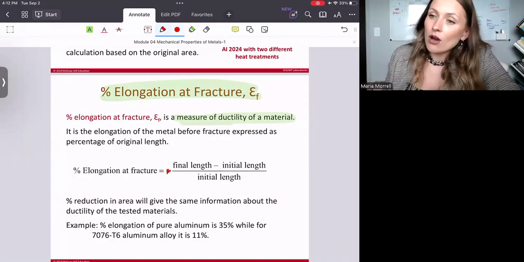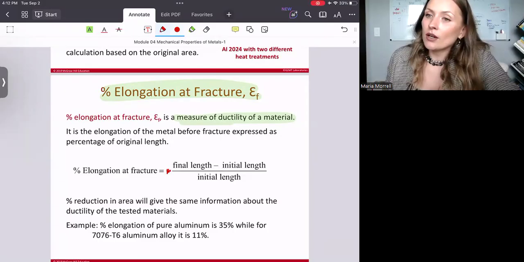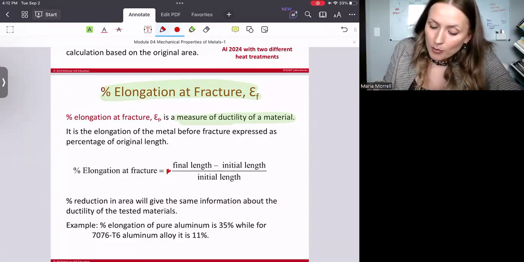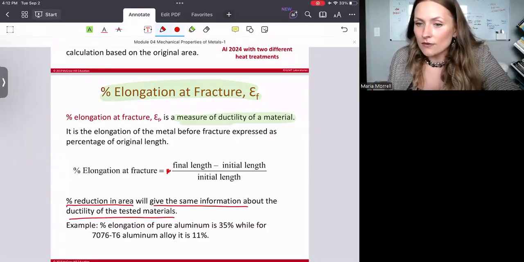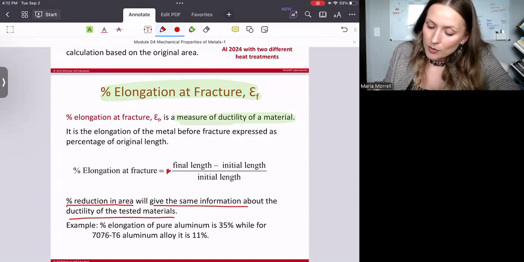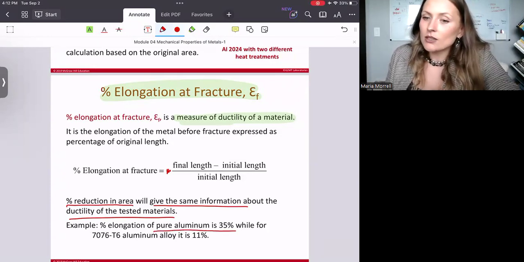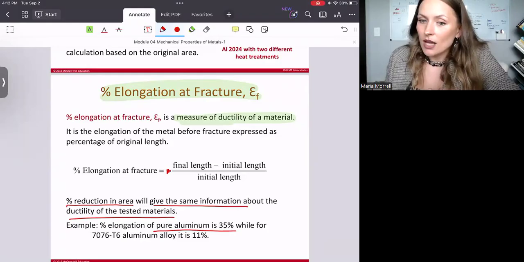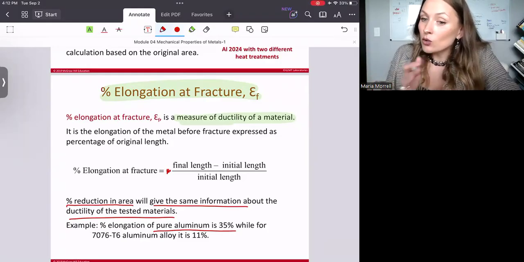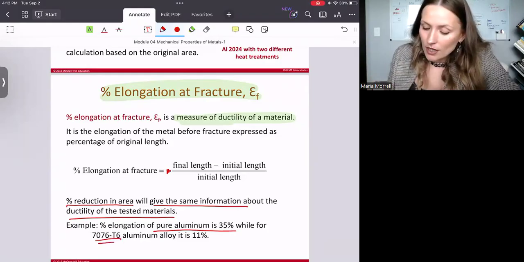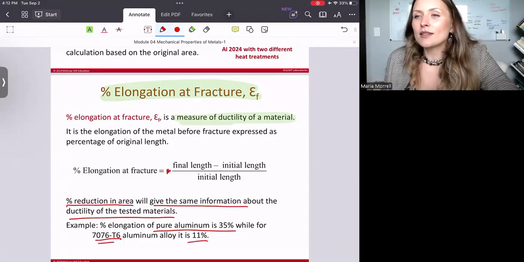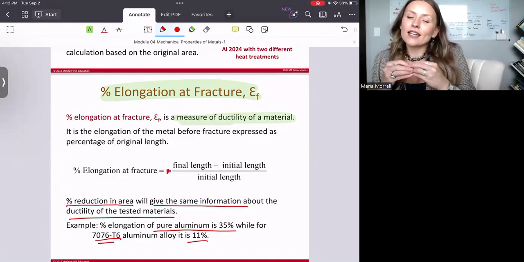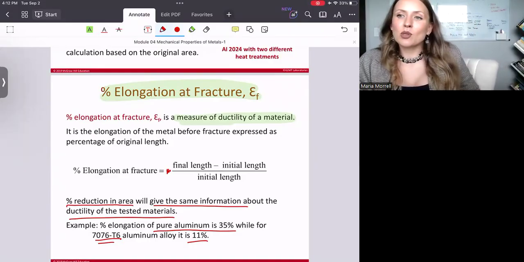Now, since we are also familiar with the wire drawing, the percent reduction in area will give the same information about the ductility of the tested materials, right? And just a few examples. For pure aluminum, the percent elongation is 35%, whereas if you are to take the aluminum alloy, this guy right here, the percent elongation actually drops to 11%, meaning that it's not as ductile as pure aluminum.